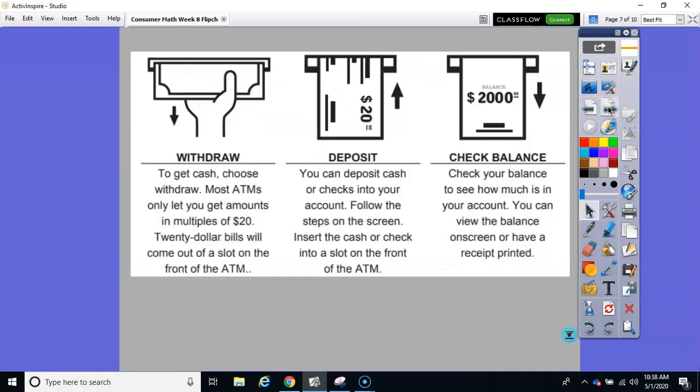To withdraw cash, choose withdrawal. Most ATMs only let you get amounts in multiples of $20 bills. So you can get $20, $40, $60, and so on. The $20 bills will come out of the slot on the front of the ATM. Deposits: you can deposit cash or checks into your account. Follow the steps on the screen and insert the cash or check into the slot on the front of the ATM. To check your balance and see how much is in your account, you can view the balance on screen or have a receipt printed out for you.